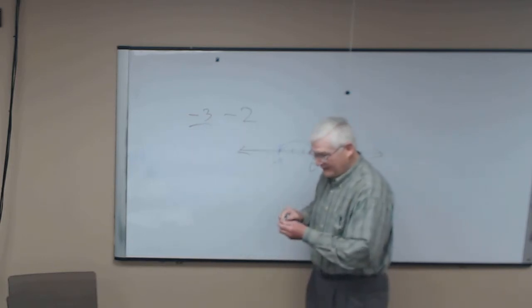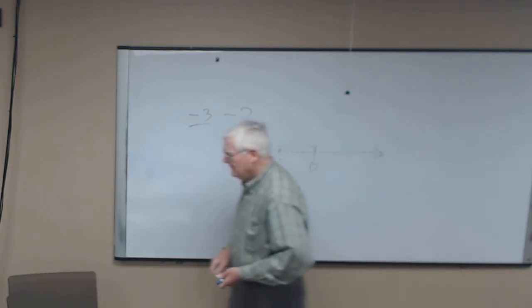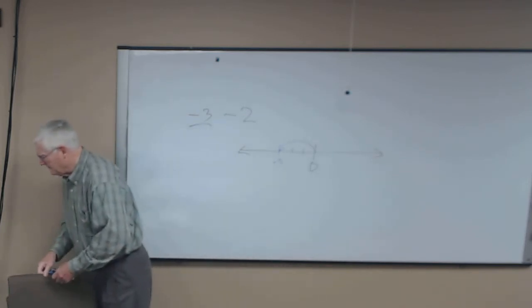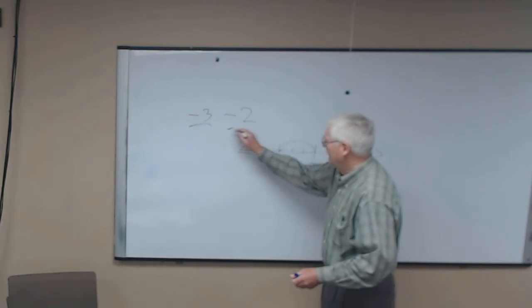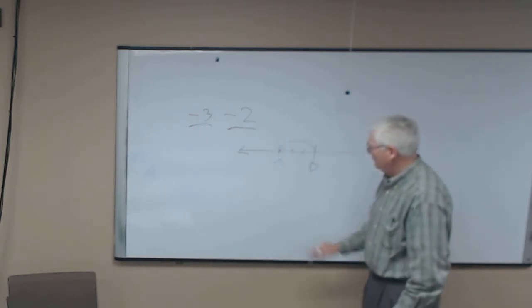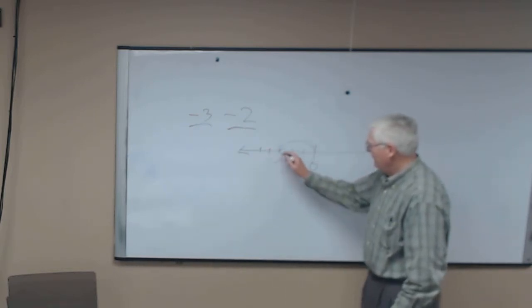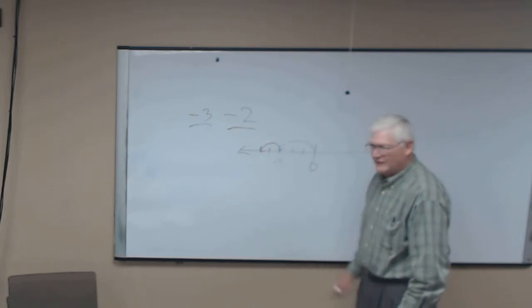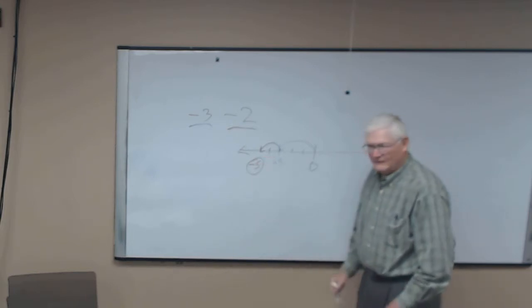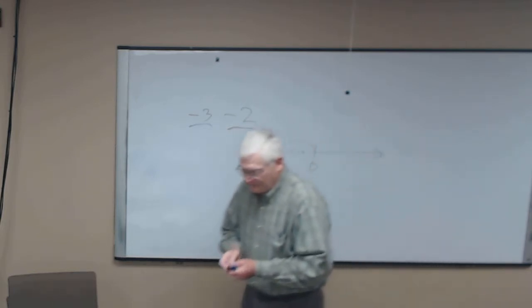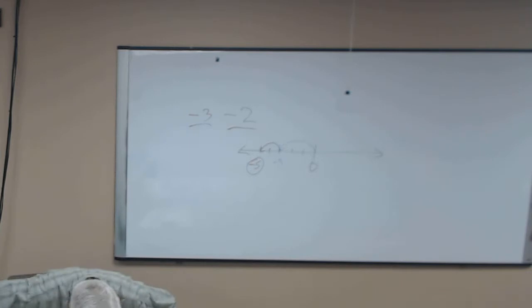Then they want me to make a move. Yeah, we'll just use black. They want me to make a move of negative 2. So that would be 2 more this direction. And where do I end up? At negative 5. That's all they want you to do, is just draw a picture of doing those problems on a number line.